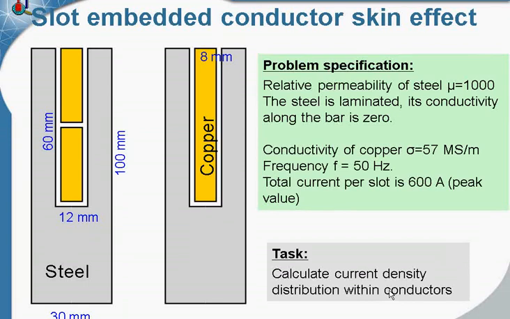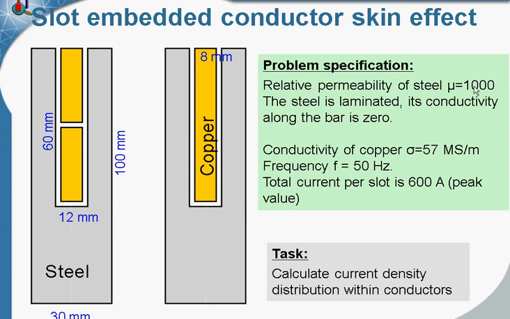Slot embedded conductor skin effect. This is a stator slot of a large induction motor. The induction motor operates at AC current with a frequency of 50 Hz. The slot is made of ferromagnetic material with the relative magnetic permeability of 1000.